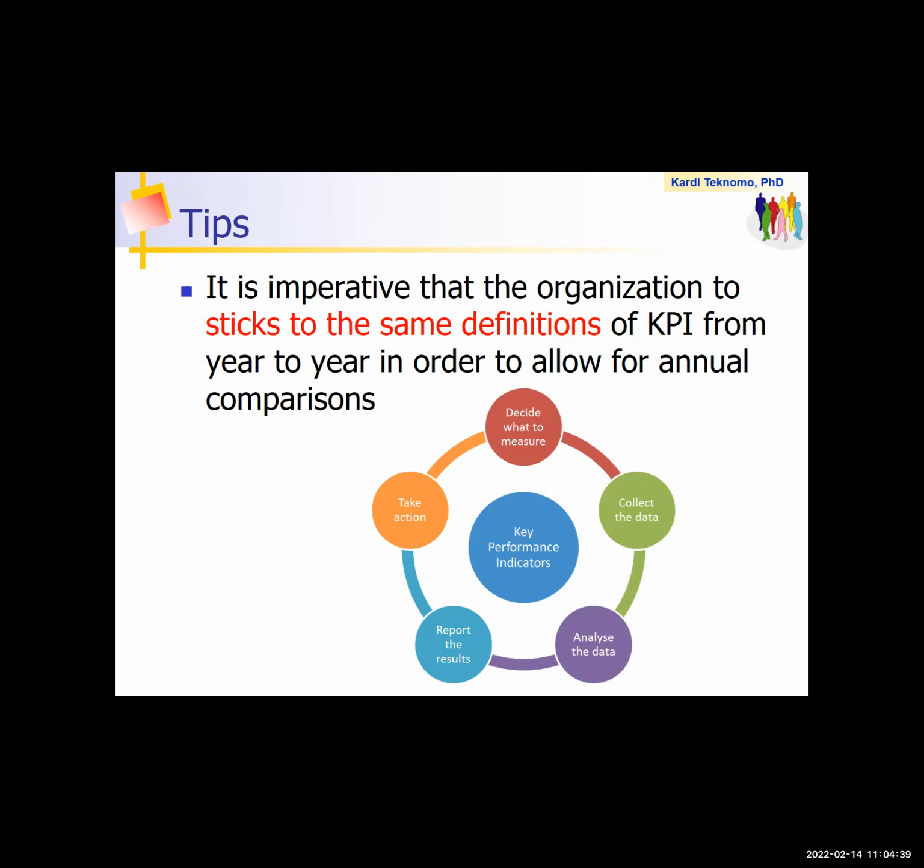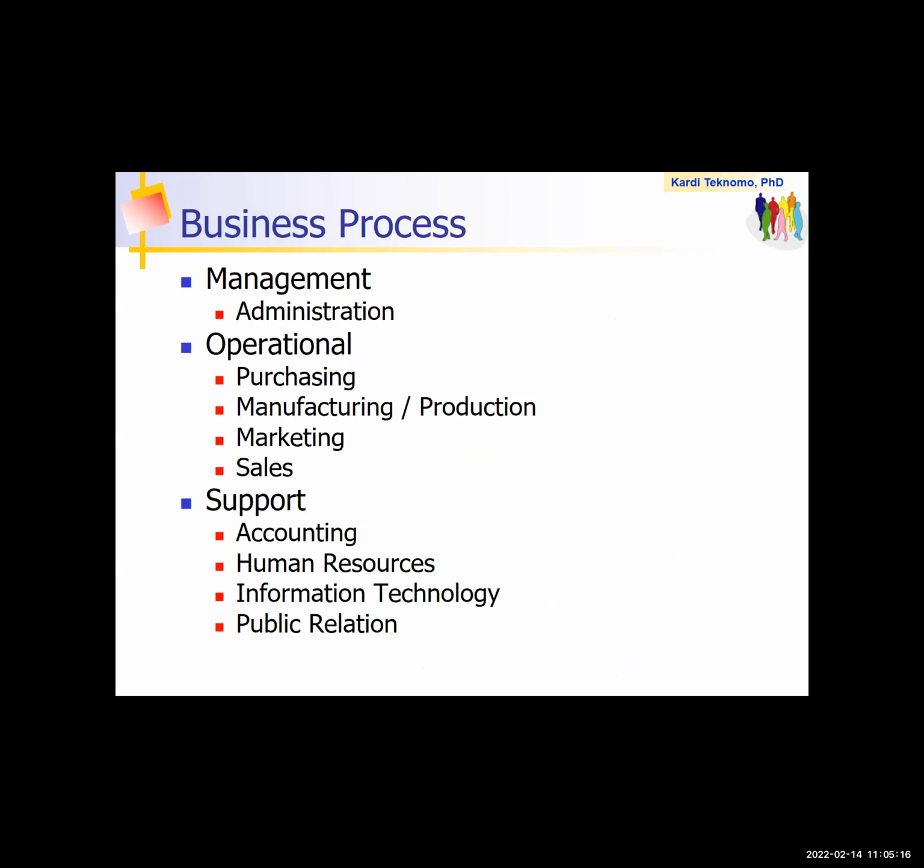Now, the tip is, it is imperative that your organization stick to the same definition for the KPI from year to year, so that you can create comparison between the same KPI over several years. So say you decide what to measure, then you collect the data, then you analyze that data, you report the result, and then you take action. Again, you decide what to measure, the same thing. So this is the cycle, right?